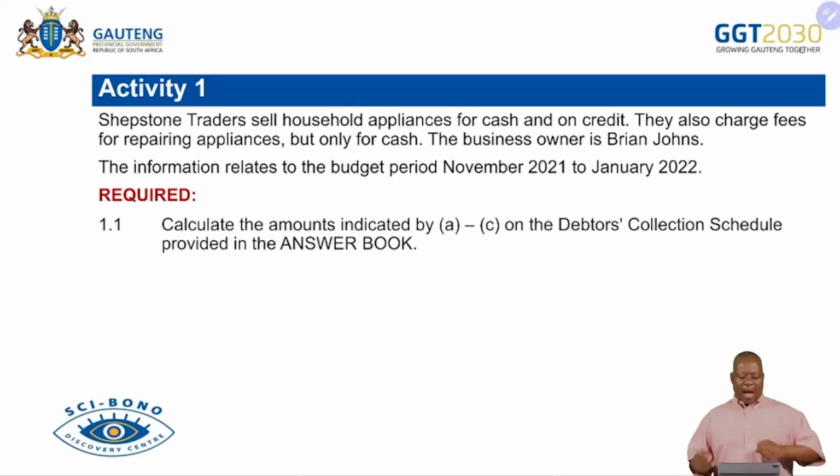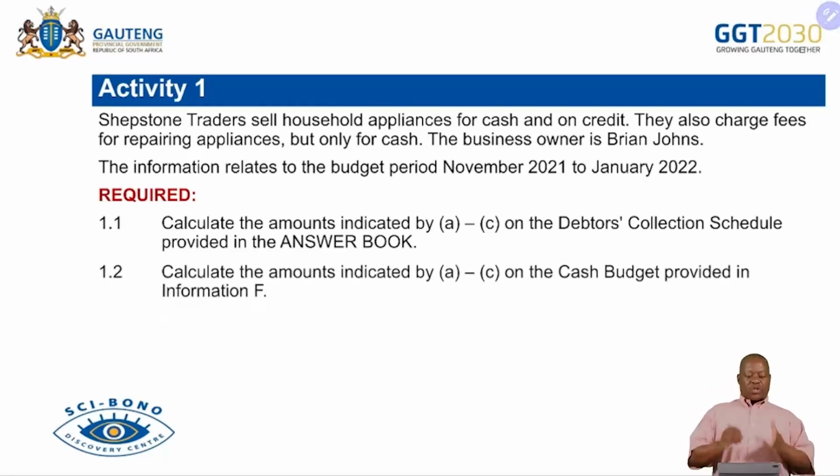What are we required to do? The first thing, to calculate amounts indicated by A to C on the debtors' collection schedule provided on the answer sheet. And then we are expected to calculate the amounts indicated by A to C on the cash budget provided in information F. Now, what it therefore means is we are going to be using information that is provided to us in order for us to deduce the figures that are given.